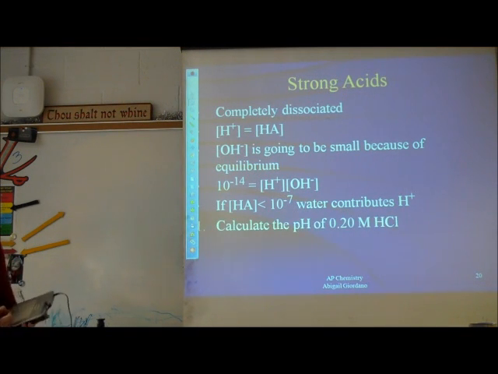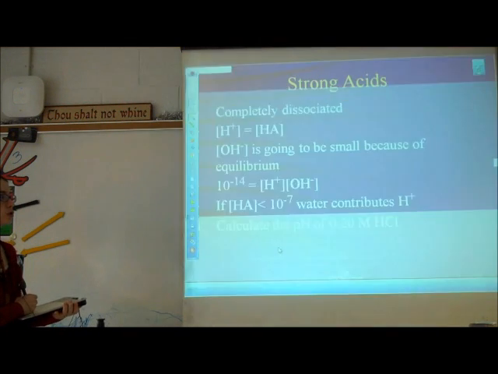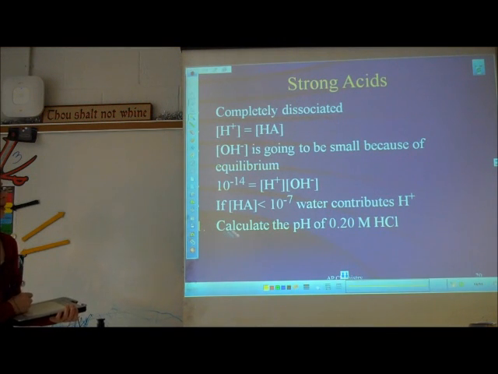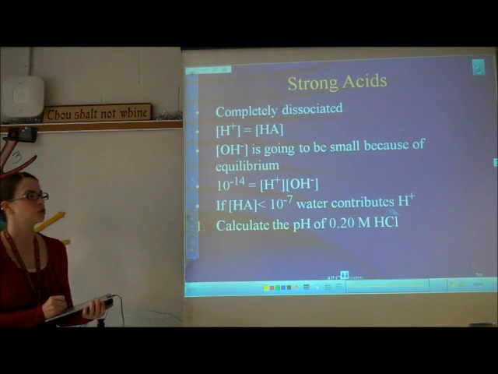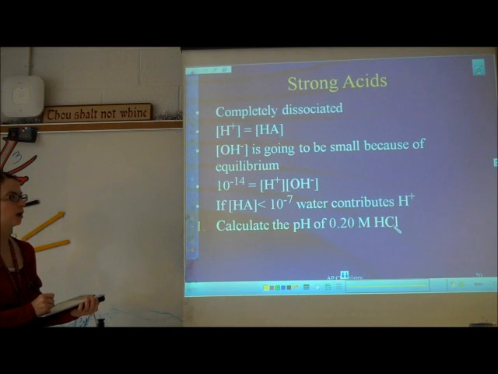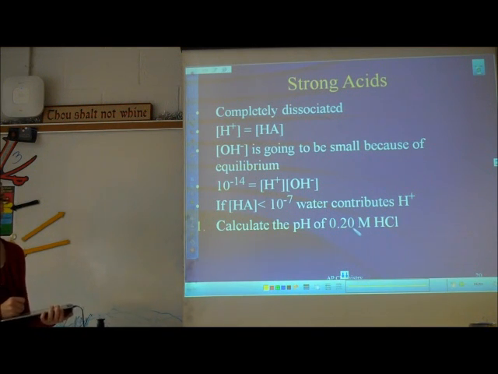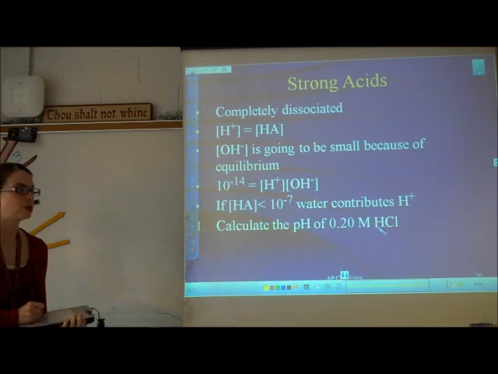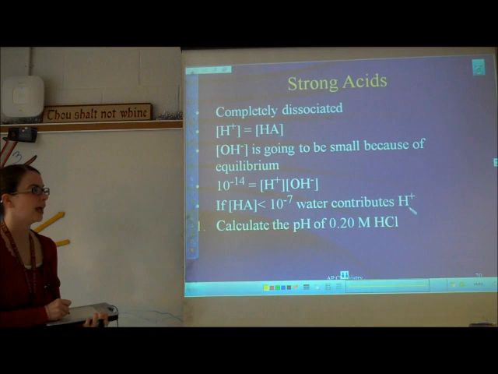So, let's do a really quick problem together. These are super duper quick. Calculate the pH of 0.2 molar HCl. Strong or weak, this acid? Strong. Now look at the molarity. Is it smaller than 10 to the negative 7? No. So that means HCl is my dominant acid.